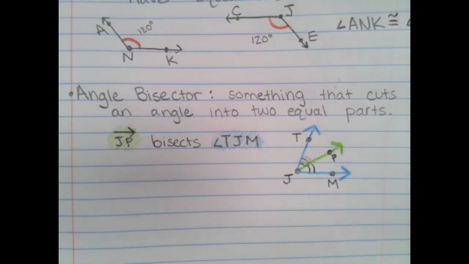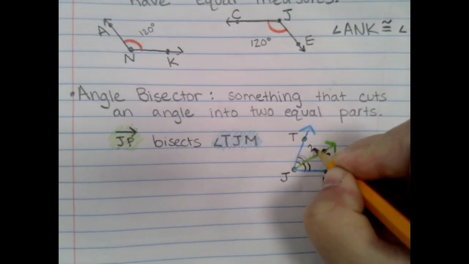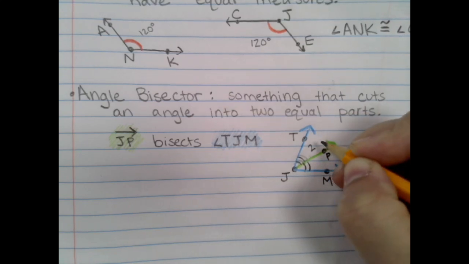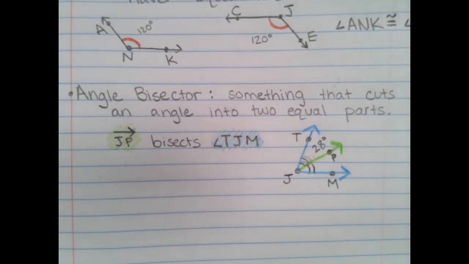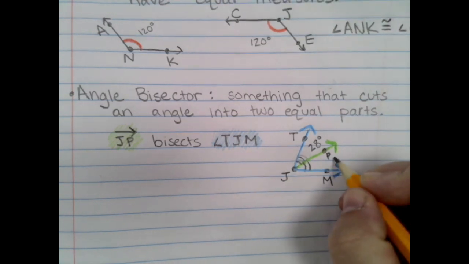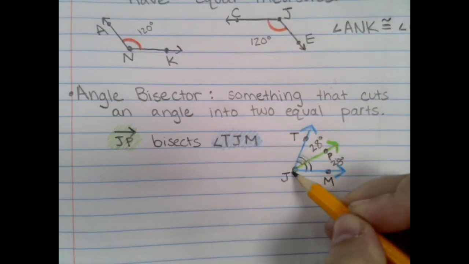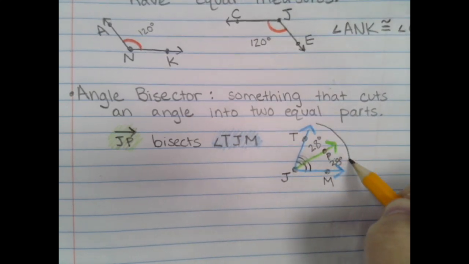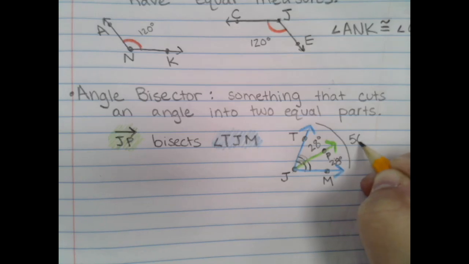So if JTP is 28 degrees, what's PJM going to be? 28 degrees. The other side would be 28 degrees. How much is the whole angle TJM going to be? How'd you get 56? Good. We added 28 plus 28 is 56 degrees.